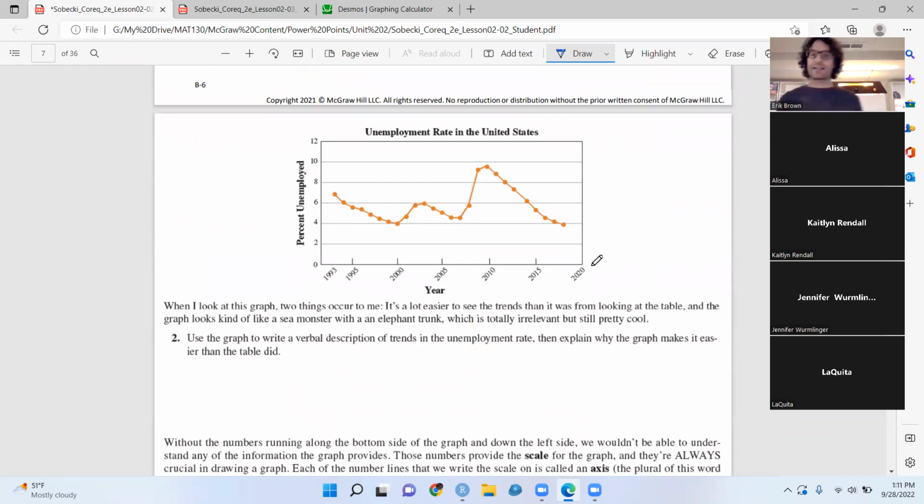Okay. Hey, what if you looked at this? This is the same data set. Now, what do you think about writing a description of what happened?